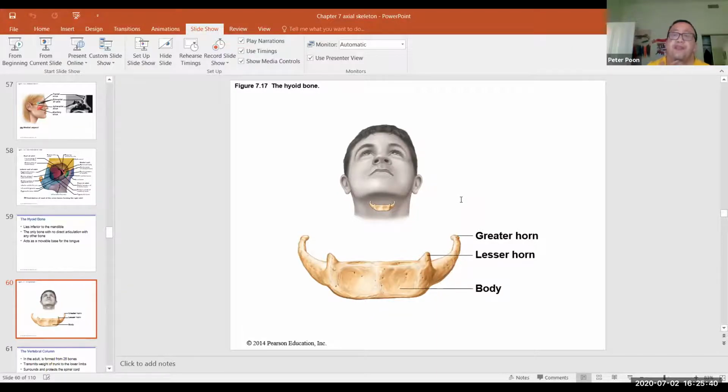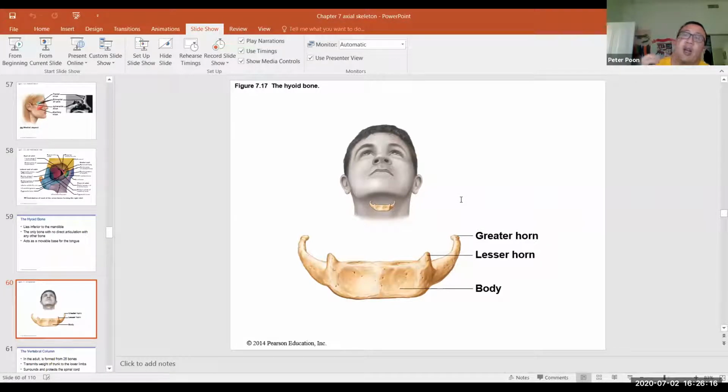You can feel it, okay? When you talk and swallow, if you put your finger here, you can feel this bone move up and down. That's the hyoid bone, okay? The hyoid bone is the only bone in the body that is not actually physically connected to another bone. It's connected to your larynx and also to your tongue, but it's not actually connected to another bone.